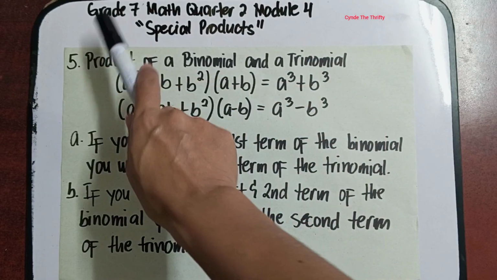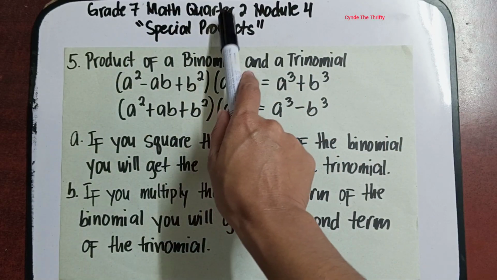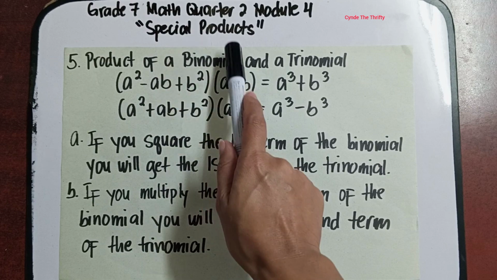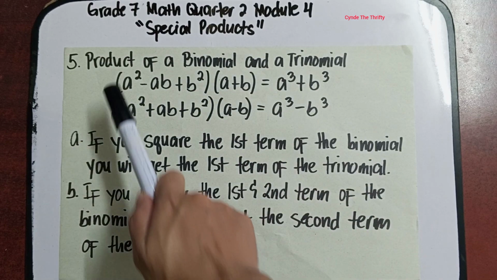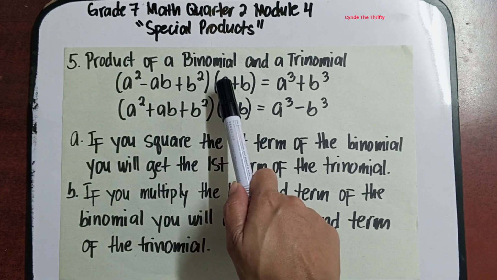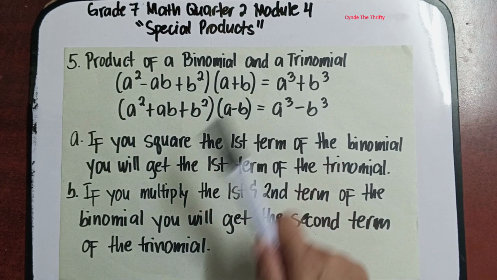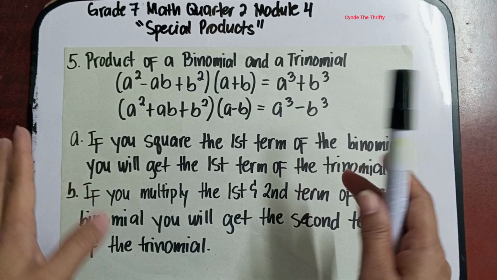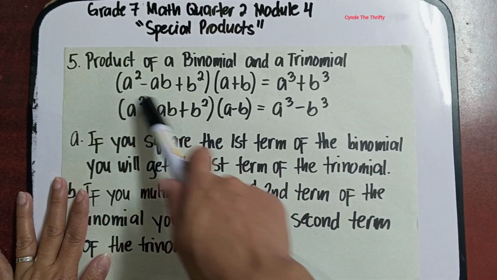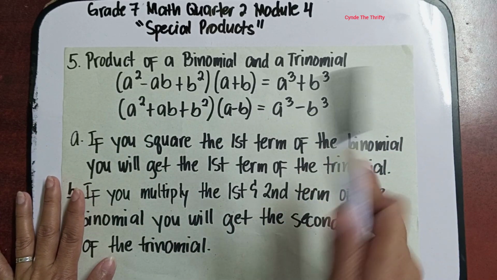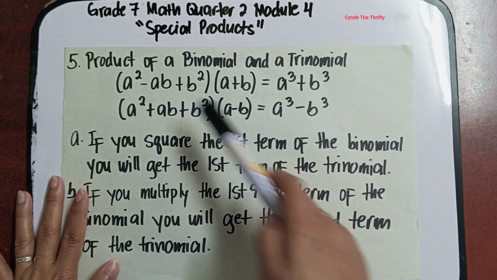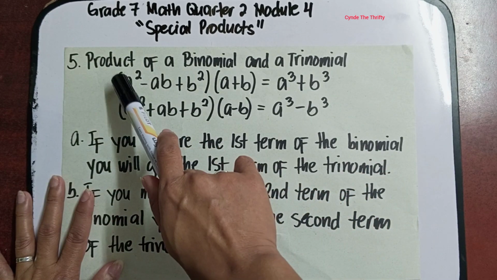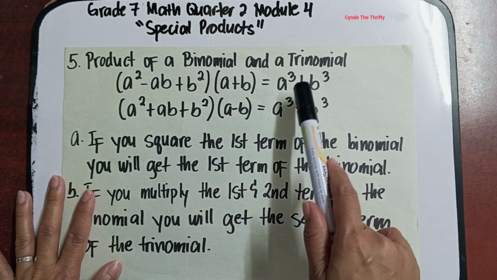Everyone. Our lesson for today is about grade 7 math, quarter 2, module 4, special products. Okay, so panglima na tayo sa ating special products. That is products of a binomial and a trinomial. Kapag nagmo-multiply tayo ng polynomial, lalo na kapag kagaya nito na marami na siyang terms, nahihirapan tayo. So meron tayong tinatawag na mga special products at nasa panglima na tayo. That is products of a binomial and a trinomial.